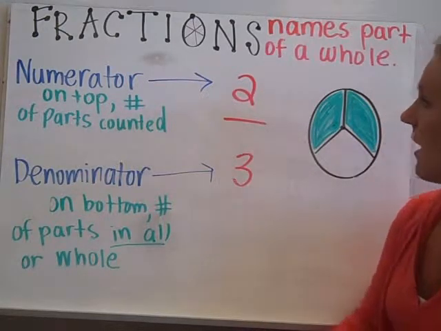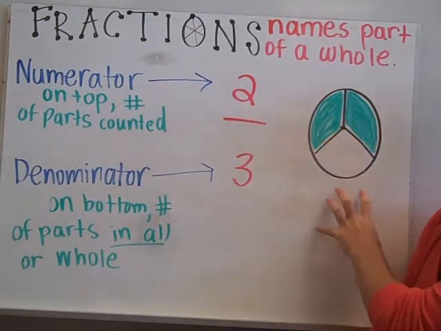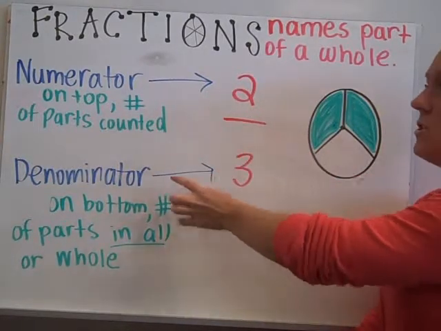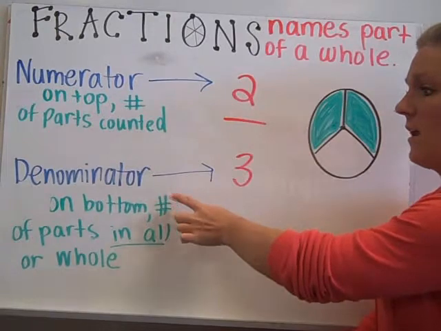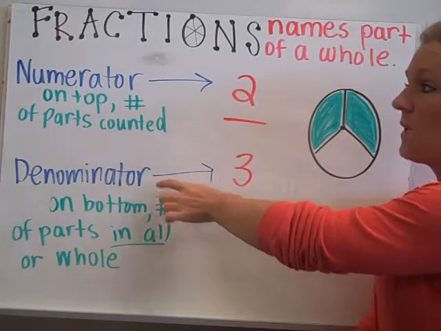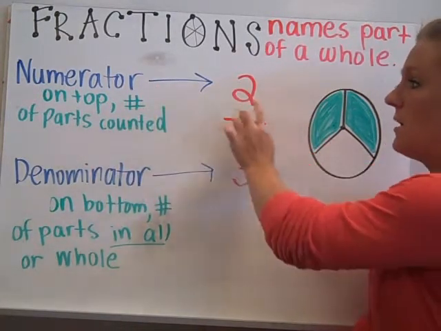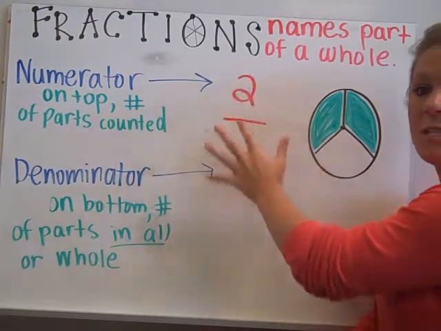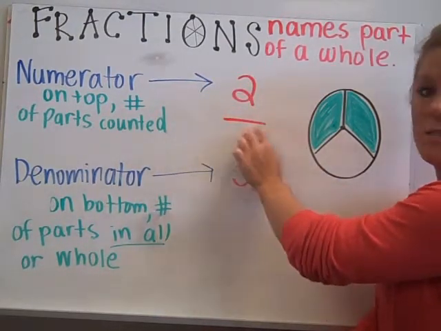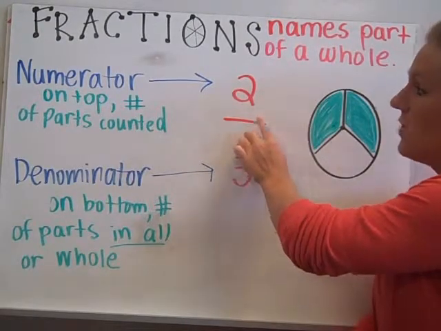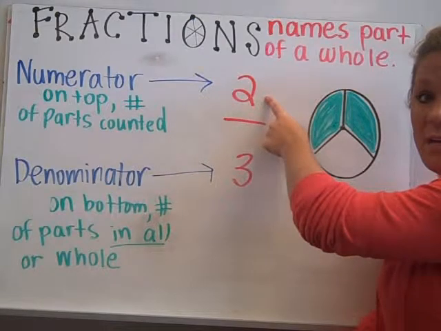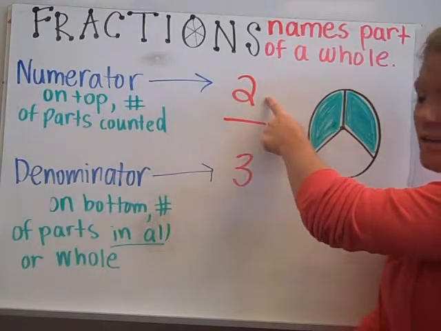So if we think about this as a pie, there are parts of the fraction you need to know. It's called a numerator and a denominator. The numerator is the number on top of the fraction, and we determine the difference between the top and the bottom with a line going horizontally across this way. The number on top is the parts that we're counting, the part of the whole that we're counting.